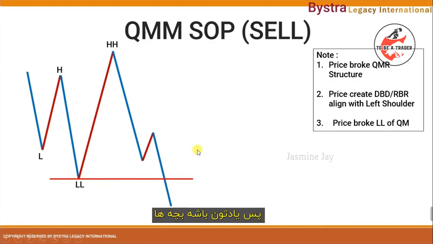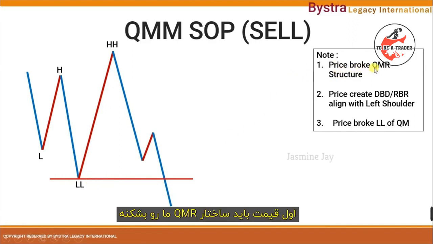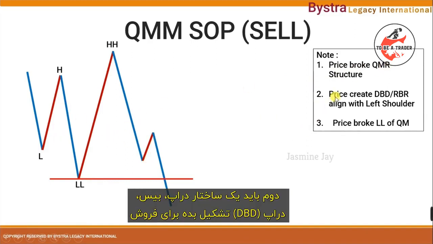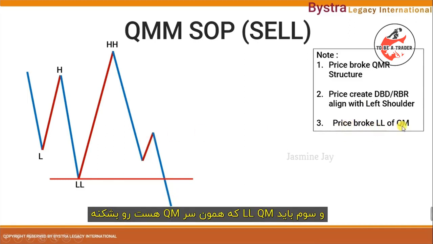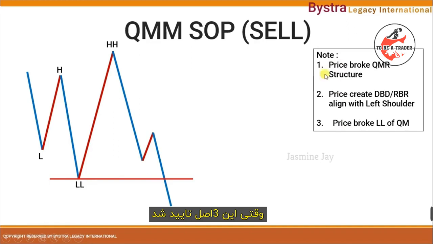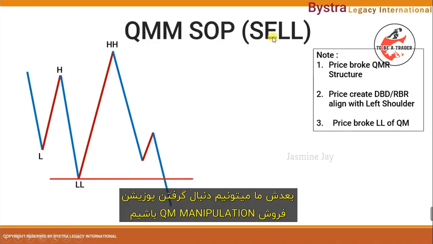So first, remember guys, the price has to break the QMR structure, which it already has now. Second, it has to create a drop structure for sell. And third, you have to break the lower low of the QM, which is the head of the QM. So once these three are available, then we can look for the sell setup of QM manipulation.